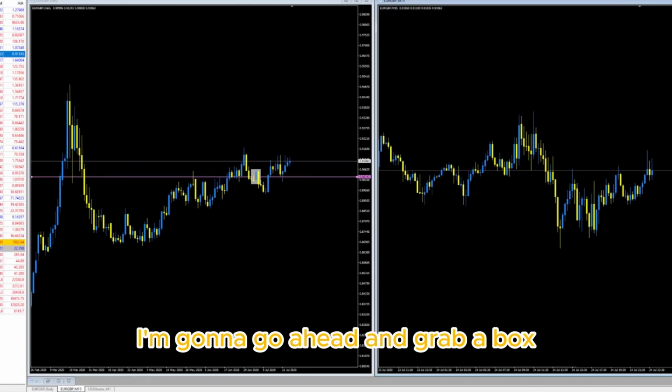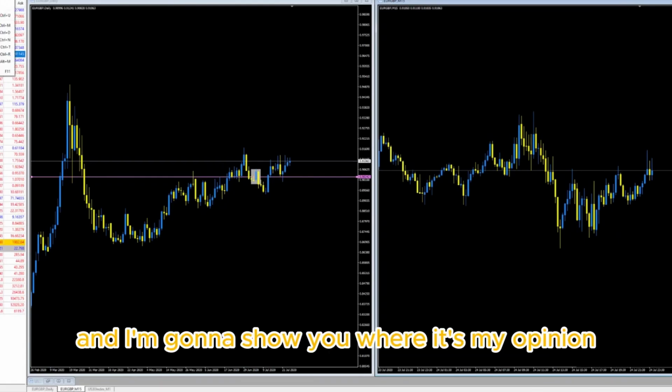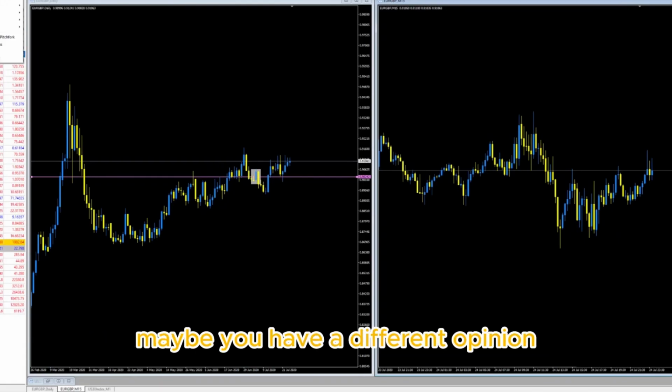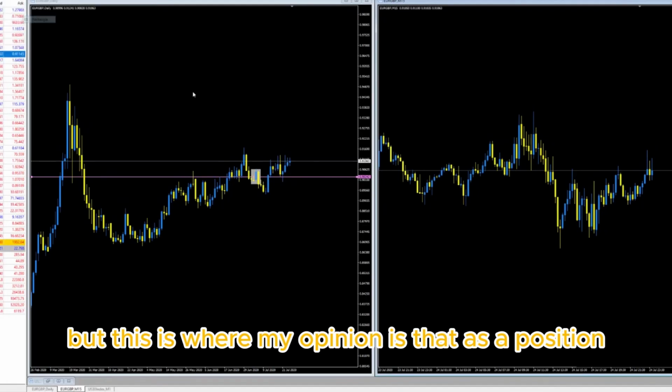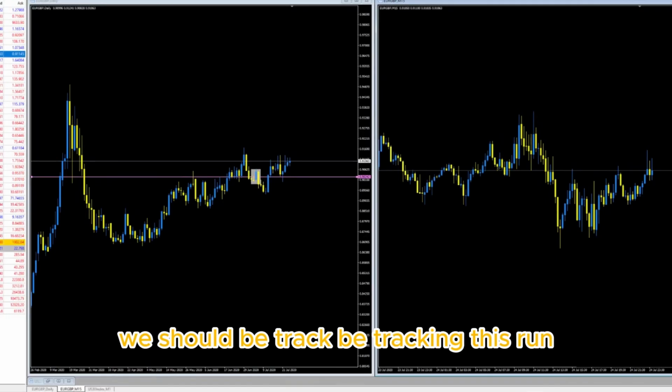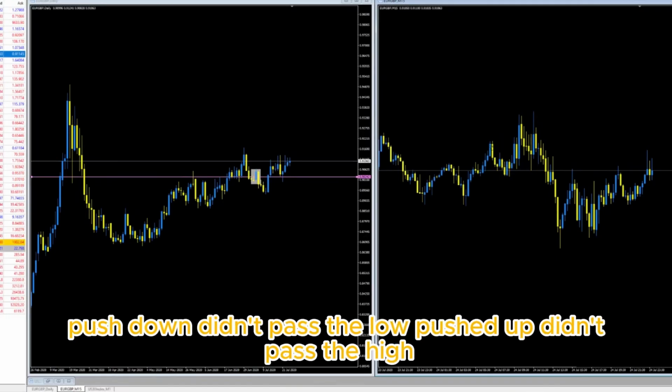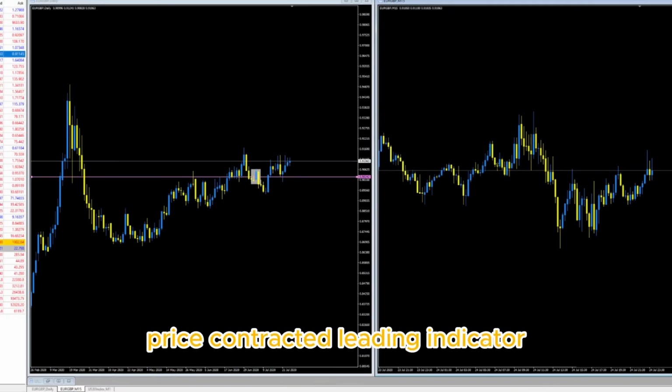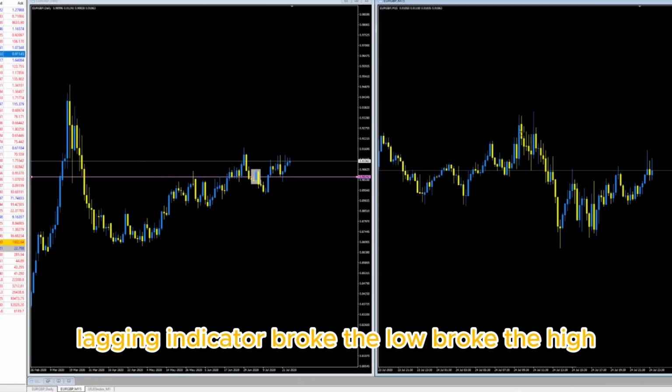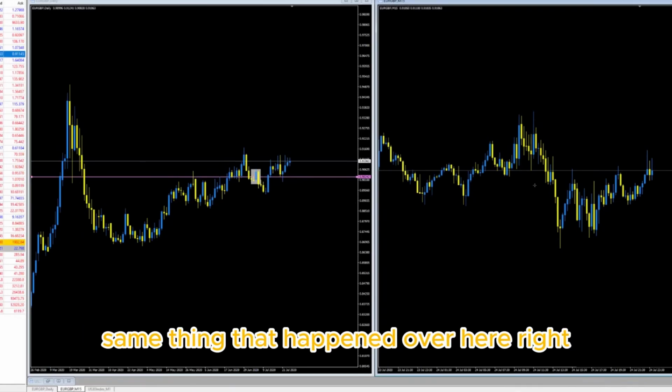I'm going to go ahead, I'm going to grab a box, and I'm going to show you where it's my opinion. Maybe you have a different opinion, but this is where my opinion is that as a position we should be tracking. This run pushed down, didn't pass the low, pushed up, didn't pass the high, price contracted, leading indicator, lagging indicator, broke the low, broke the high. Same thing that happened over here, right?